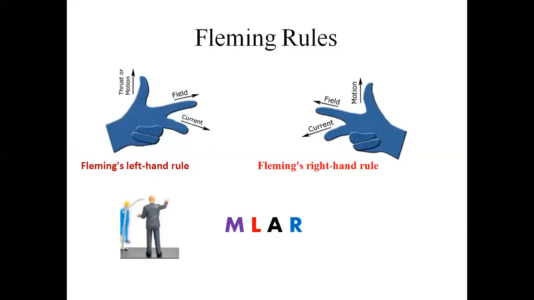But one problem always arises: which one to use for a motor or a generator? Now, an easy way to remember is MLA. MLA sub is always right. Left hand rule is used for a motor and right hand rule is used for an alternator or generator.